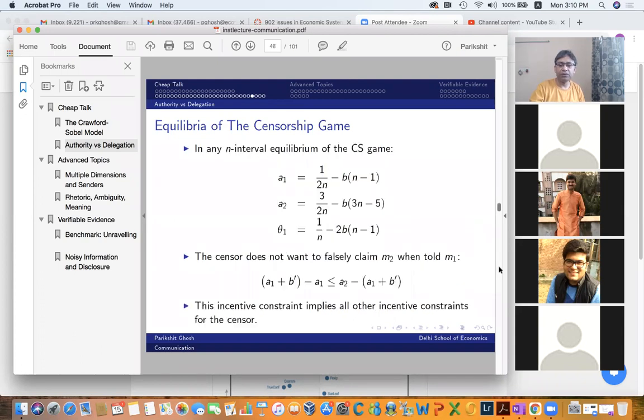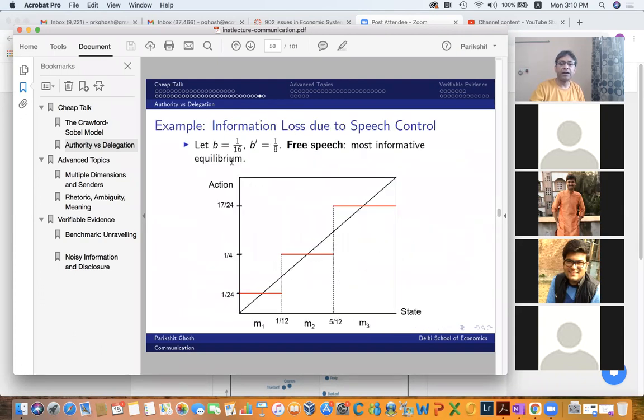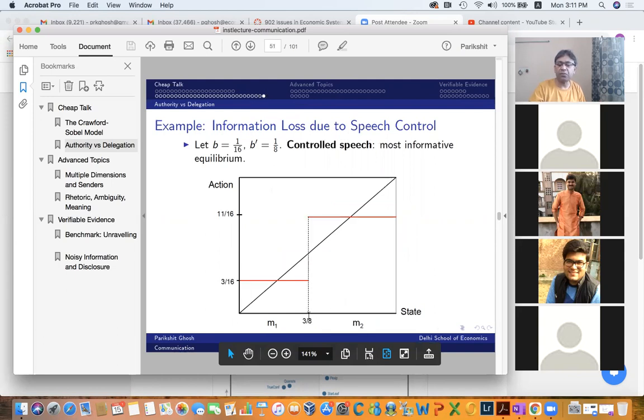Here's an example. And you can go through the details. Let me just tell you. Here we take b to be 1/16, and the censor's bias is bigger, 1/8. Now, if you look at the free speech environment, the two-player game, the censor has removed himself from the picture. Then there's a three-interval equilibrium. You can work it out easily, right? The cutoff points are 1/12, 5/12. There also happens to be a two-interval equilibrium where the cutoff point is 3/8. So for this bias, 1/16, you have these two non-babbling equilibria. Yes?